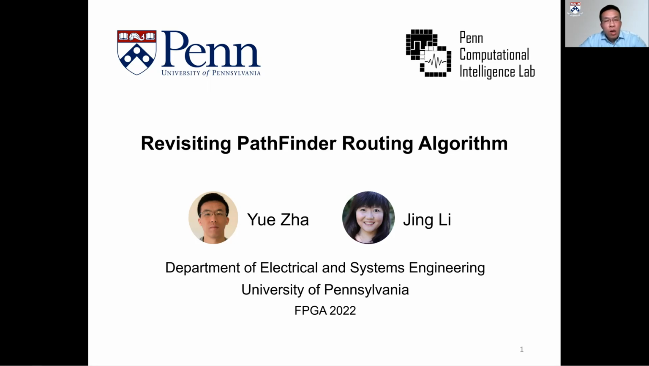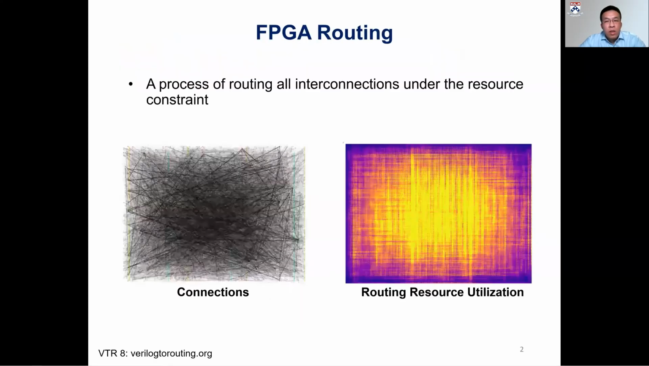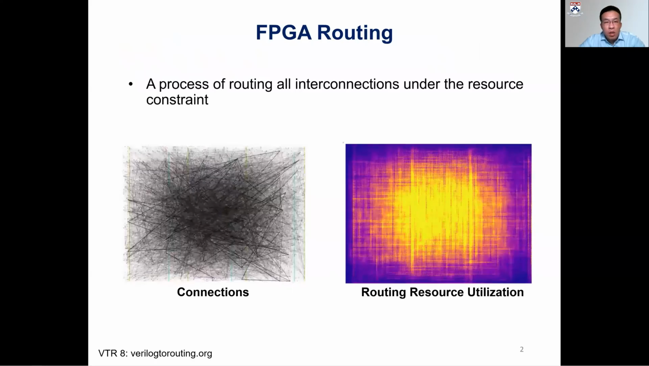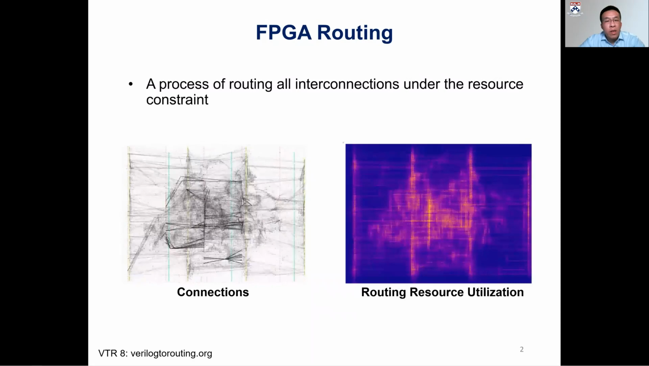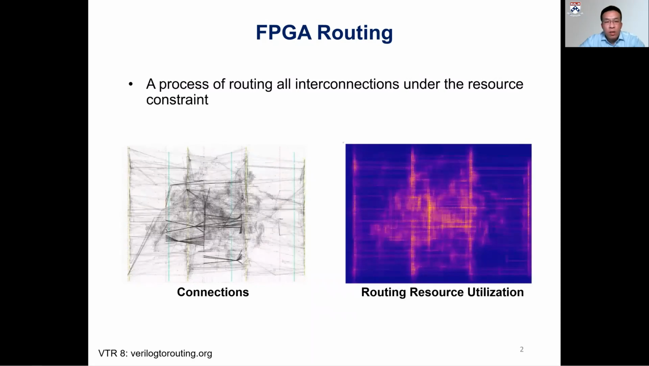Today I'm going to talk about our recent findings on the PathFinder routing algorithm. Routing is the last step in the FPGA compilation process. Here we borrow the animation provided by the VTR project to visualize the routing process. Simply put, this process tries to find the shortest routing path for all interconnections under tight routing resource constraints.